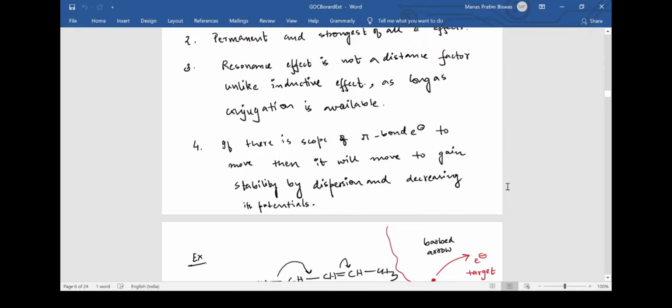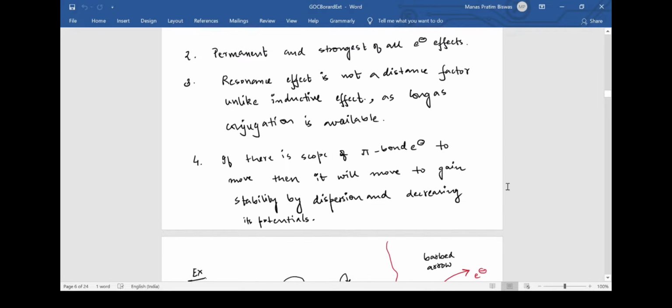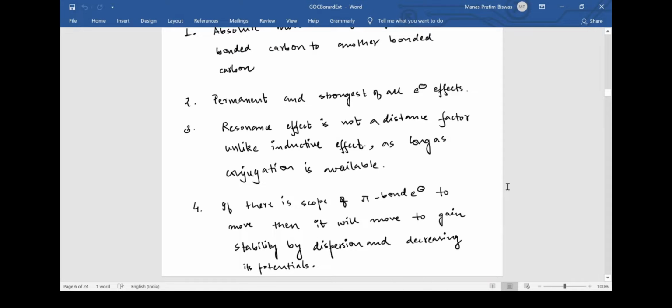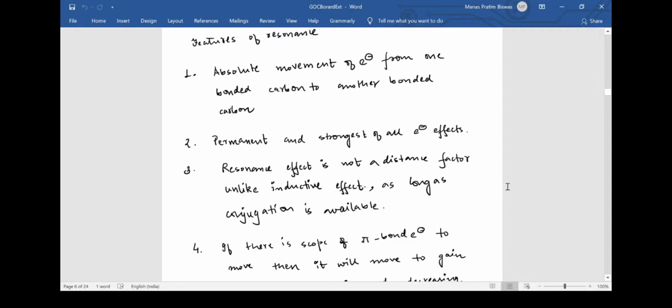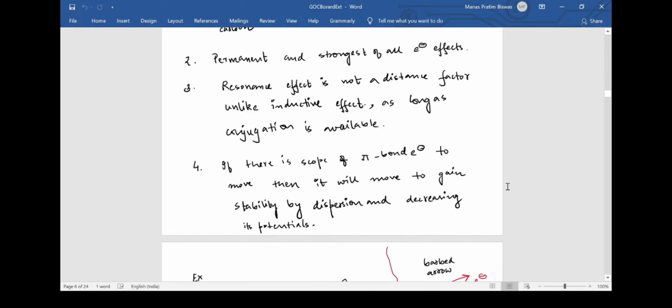The fourth point is that if there is scope for a pi bond electron to move, then it will always move to gain stability by dispersion and decreasing its potential. I just said that the basic nature of electrons is to get dispersed, and if the pi bonded electrons get a chance to move from one atom to the other, then resonance will always take place. So these are the four points that I want you to learn by heart, or understand first and then learn by heart, because these are the very basic natures of resonance, and this will be needed while you solve questions.